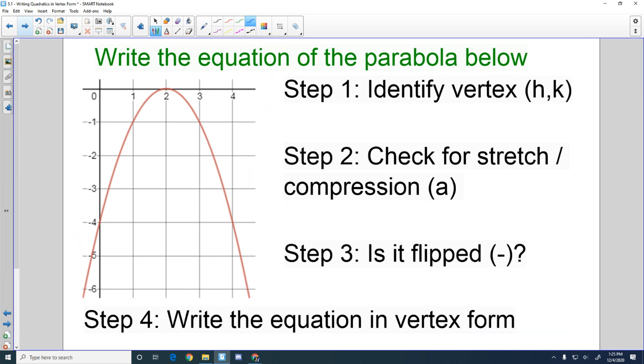Now, how do we actually write the equation of the parabola? I'm going to break it down into 4 basic steps for you. You should write down these 4 steps. Thanks for that. You're welcome. Step 1, identify the vertex.